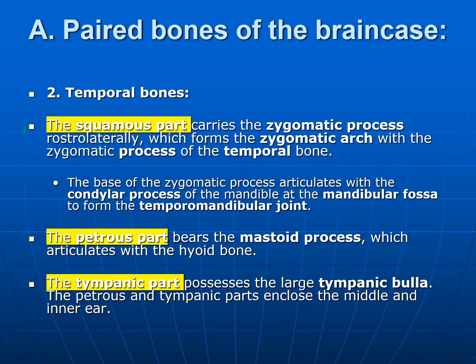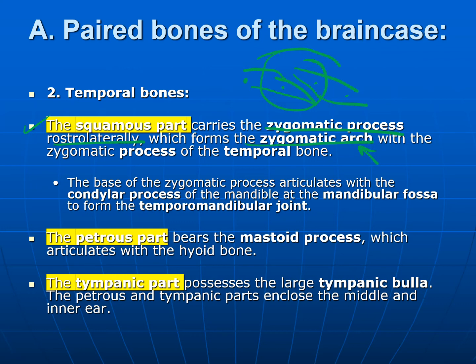The first one, the squamous part, carries the zygomatic process rostrolaterally, which forms the zygomatic arch. If you remember from the last lecture, when we talked about the zygomatic bone, we said that this bone helps in the formation of the zygomatic arch. One part comes from the zygomatic bone and the other part comes from the temporal bone. Together these two structures form the zygomatic arch. We call this part from the temporal bone the zygomatic process of the temporal bone, whereas this one we call the temporal process of the zygomatic bone.